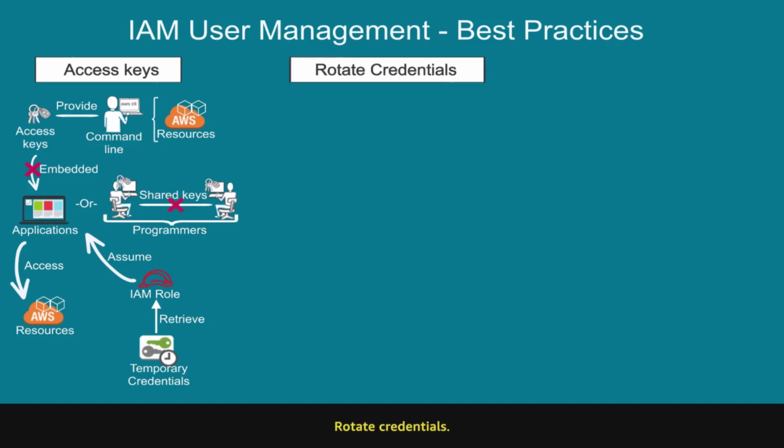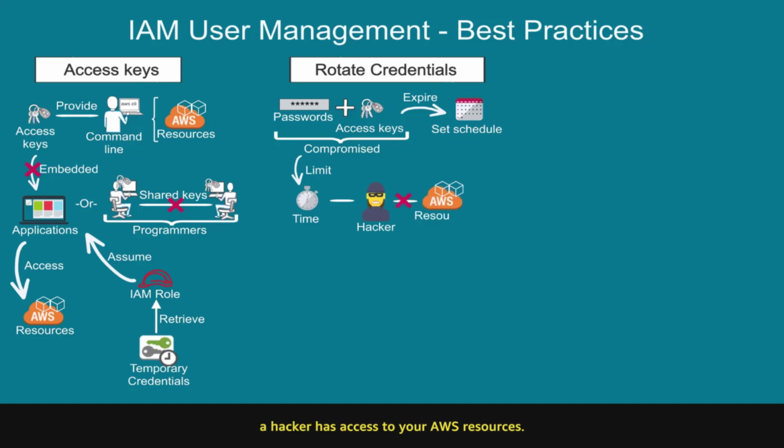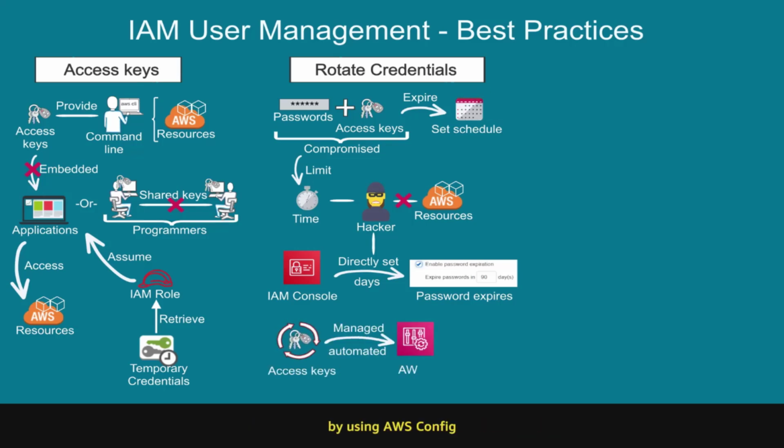Rotate credentials. Passwords and access keys should expire periodically and on a set schedule. Therefore, if a password or access key is compromised, you limit the time a hacker has access to your AWS resources. Use the AWS Identity and Access Management console to directly set how many days before a password expires. Rotating access keys can be managed and automated by using AWS Config and its managed rule, access keys rotated.